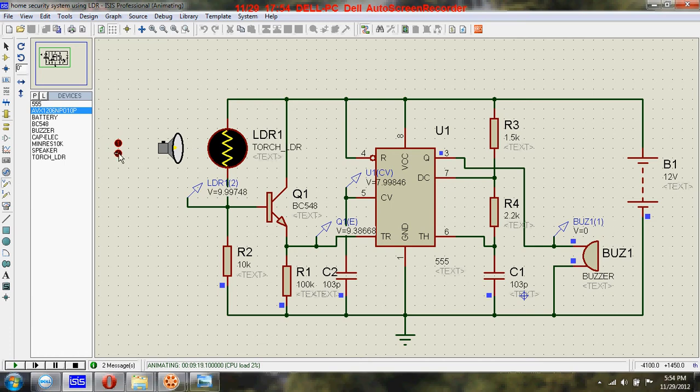Now the light source is being intercepted, or we are moving this light source away from this LDR. Now these two are almost equal, and now this trigger input is less than this control voltage, but the input does not fall below half of the control voltage, right? This is nearly equal to 8, and half of 8 will be 4. So let's intercept the light again.